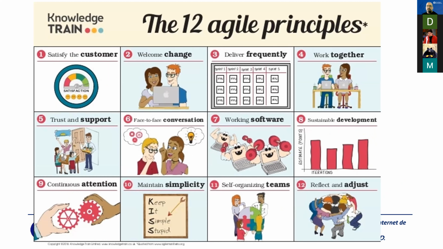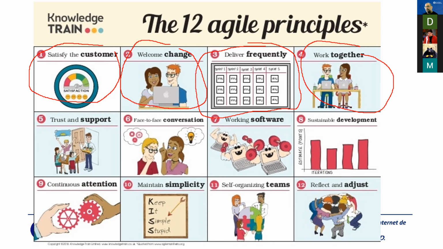Agile uses 12 principles. Satisfying the customer is the main one. You work for the customer, not for the process. Welcome change. You change things all the time. Deliver frequently, as I said, the cycle is very short. You deliver software all the time. Work together, it's very important.